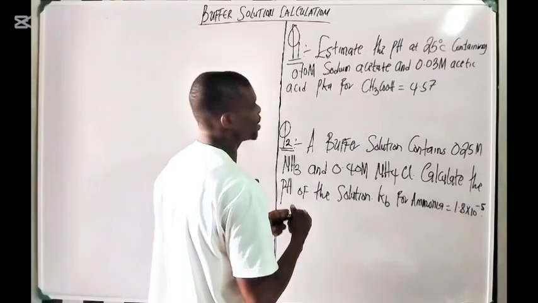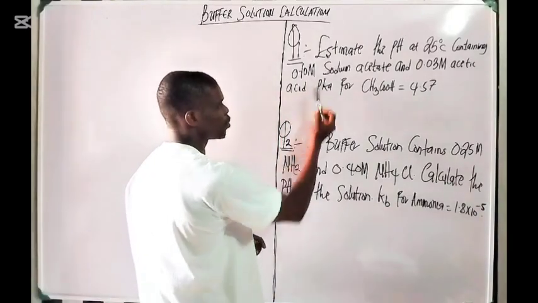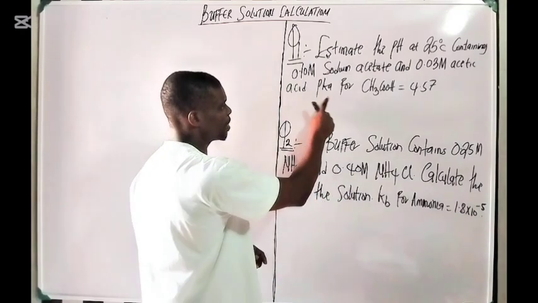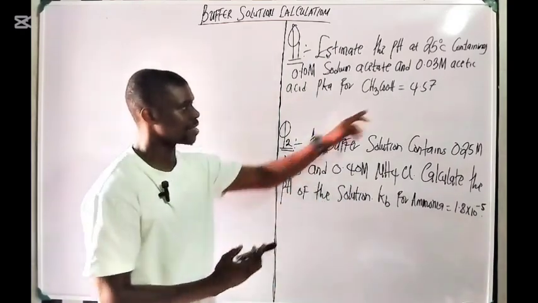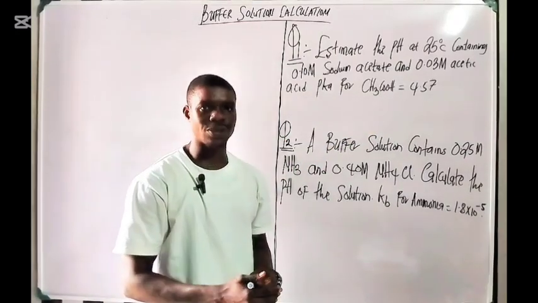Estimate the pH at 25 degrees centigrade of a solution containing 0.10 molarity sodium acetate and 0.03 molarity acetic acid. The pKa for the acetic acid is 4.57. How do we solve this question?